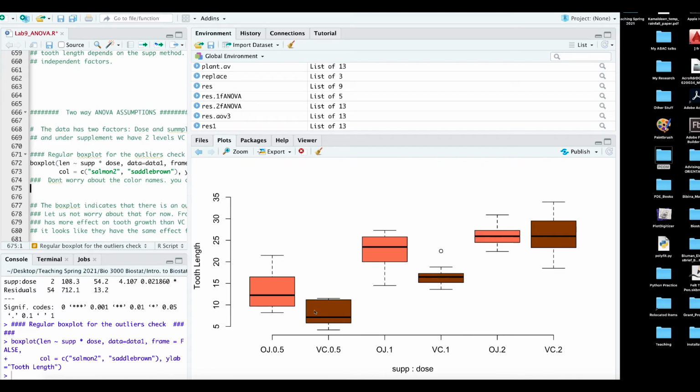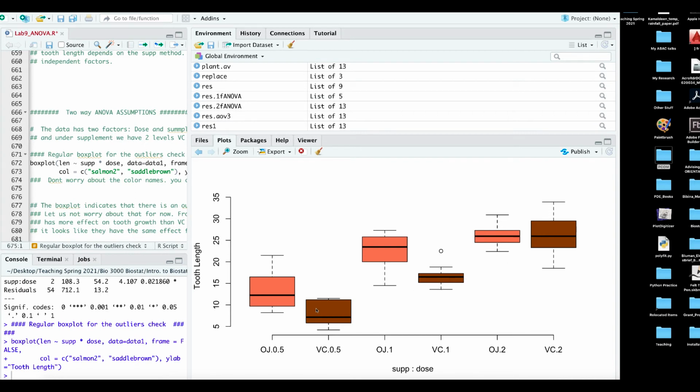These are for the vitamin C, and see, you have 0.5 dose, 1 dose, and then dose 2 for the orange juice, and then the tooth length. This is the tooth length, and for the brown one, this is 0.5 milligram. This is 1, and this is 2. Okay, so what you can see from here is, I will do the interaction plot as well, but you can also make some guesses there, right? You see that orange juice has slightly bigger tooth length than the vitamin C.